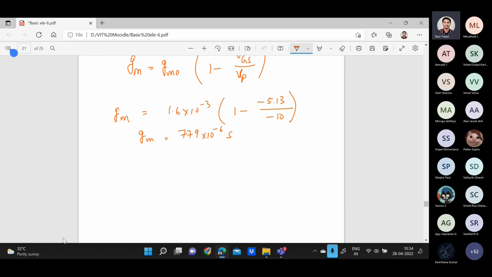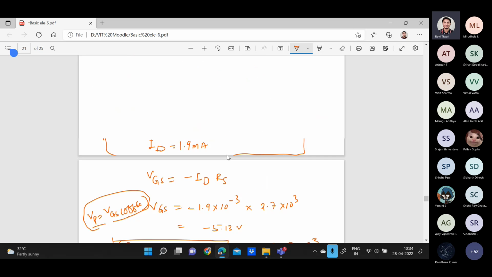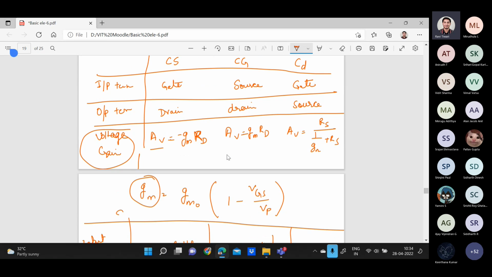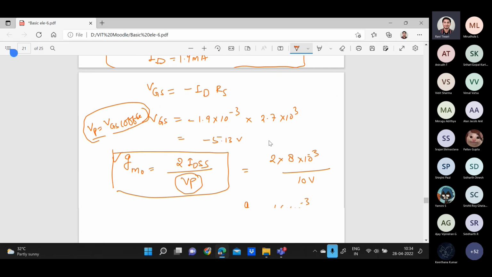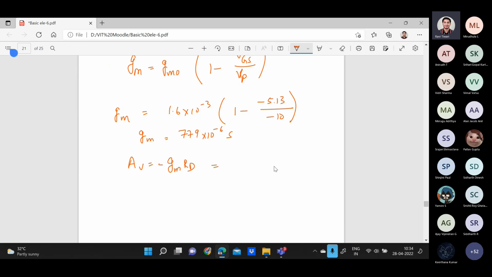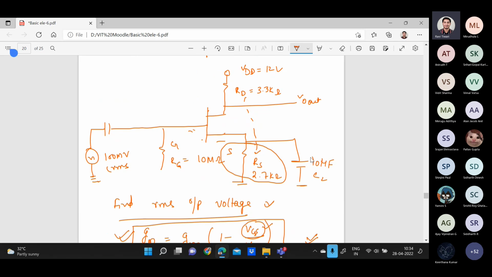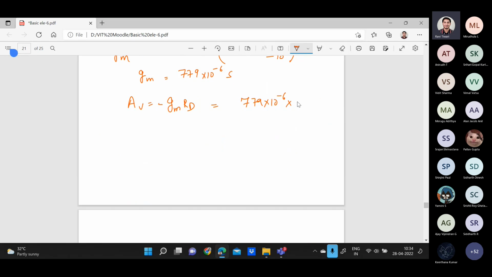Now, if you know the transconductance, you can find out the gain, that is GM into RD. AV equals GM into RD, right? As this was the common source, it will be minus GM RD. GM is 779 into 10 to the power minus 6. RD, the drain resistance, is 3.3 kilo ohms. If you find out this one, it will be 2.57.